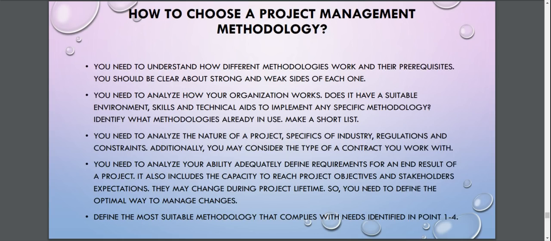Okay. Then how to choose a project methodology? First, you need to understand how different methodologies work and their prerequisite. You should be clear about strong and weak sides of each one. Then you need to analyze how your organization works. Does it have a suitable environment, skill and technical aids to implement any specific methodology? Identify what methodology is already in use. Make a short list. Then you need to analyze the nature of a project, specifics of industry, regulations and constraints. Additionally, you may consider the type of a contract you work with.